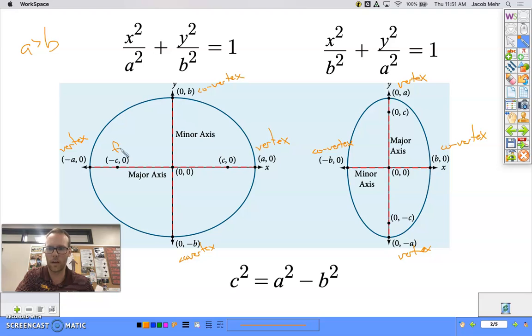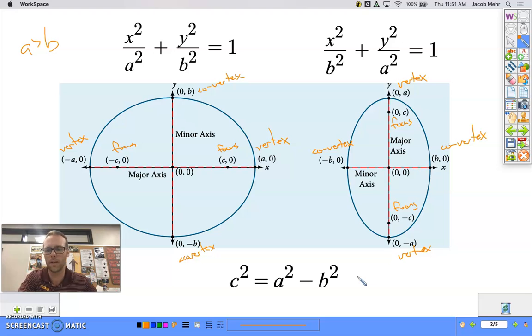We also have to talk about the fact that there are two foci. Okay, so here's a focus, there's a focus. They're at (-c, 0) and (c, 0) if the major axis is horizontal. They're at (0, c) and (0, -c) if the major axis is vertical. Now, where does this C come from? It's not in the equation up here. It comes from something that looks awfully like the Pythagorean theorem. We say c squared equals a squared minus b squared.